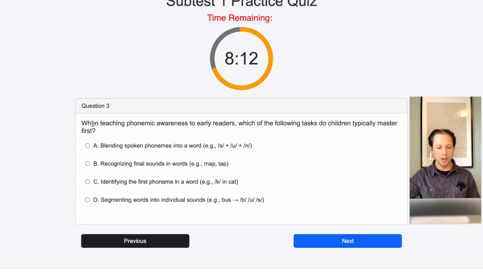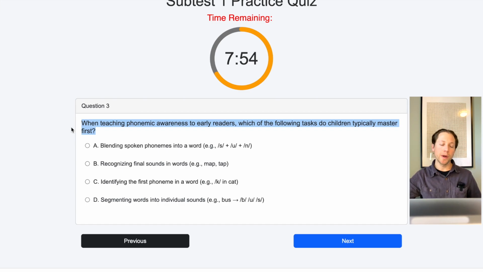And number 3, when teaching phonemic awareness to early readers, which of the following tasks do children typically master first? Take a moment, select your best answer, and then let's talk about it.